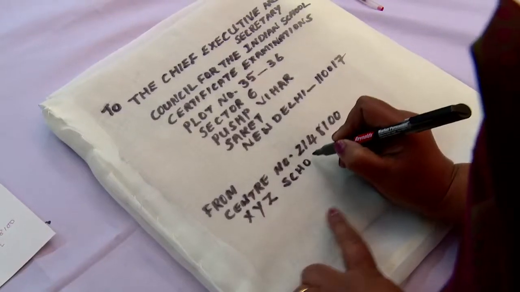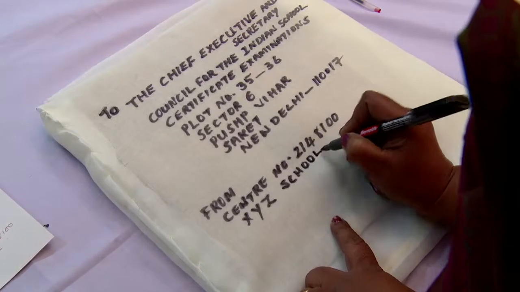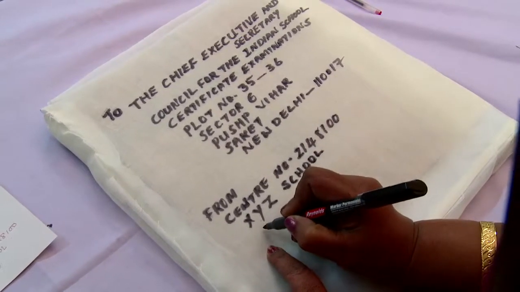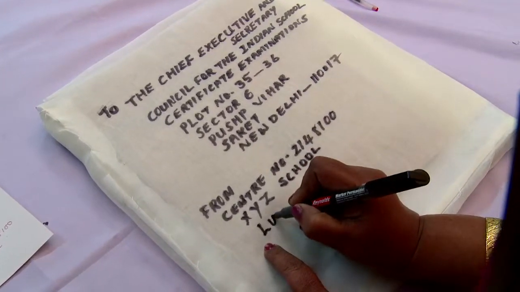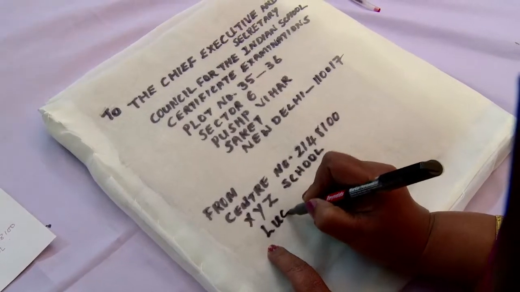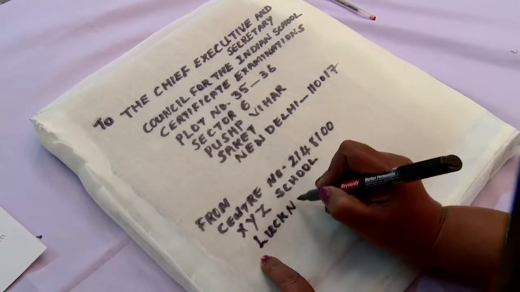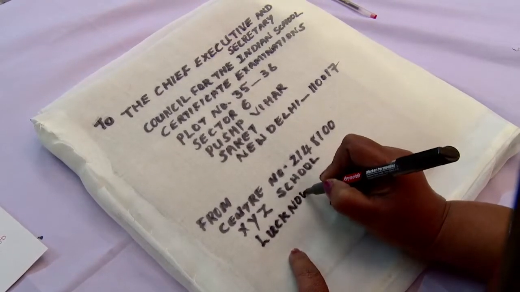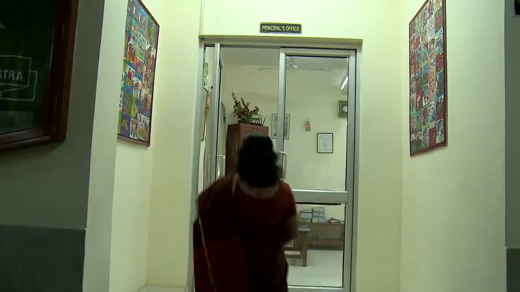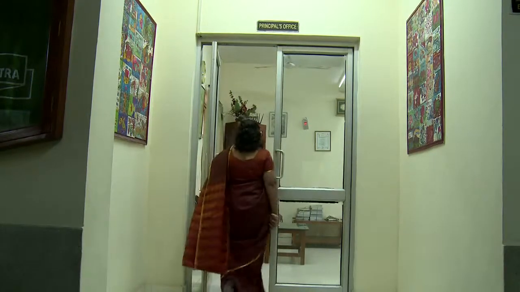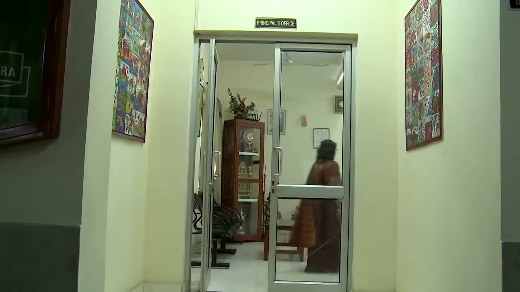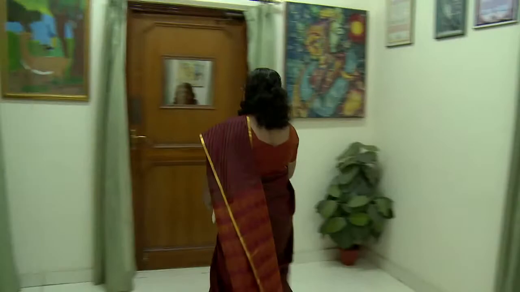For ISC, the parcel should be addressed to the Chief Executive and Secretary, Council for the Indian School Certificate Examinations, P3536, Sector 6, Pushp Vihar, Saket, New Delhi 110017. The supervising examiner must hand over the sealed cloth parcels to the head of the school for onward dispatch to the council.